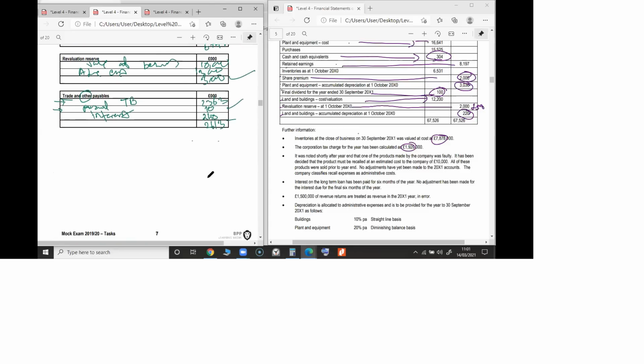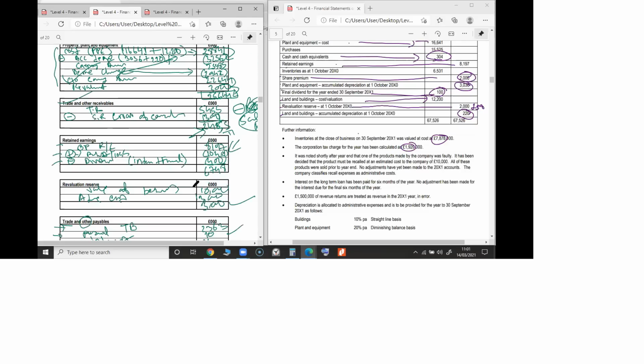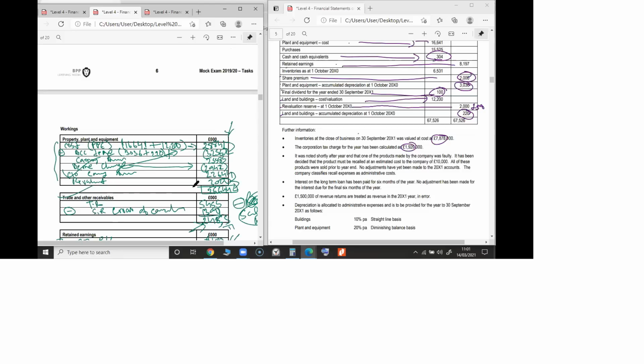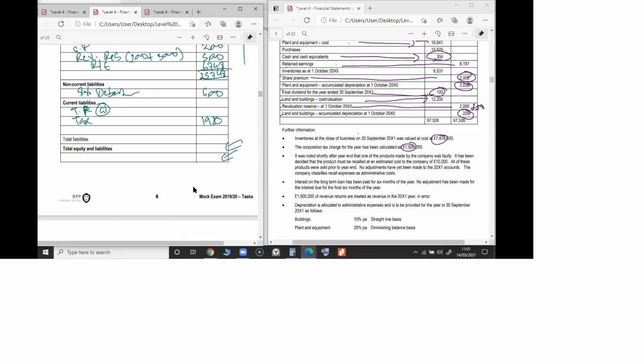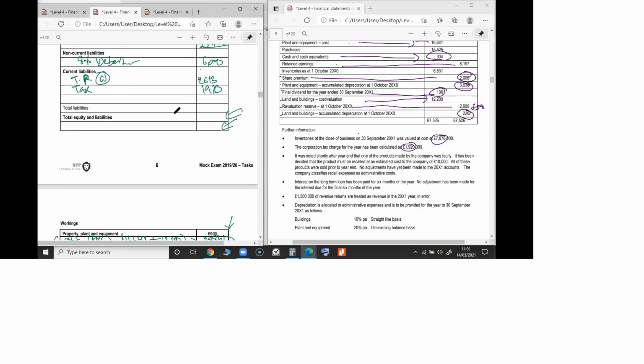Here it is. 2613. See? 2613. Trade payables, 2613. Do you have anything else like bank overdraft, something like that? Not actually. By the way, total liability.